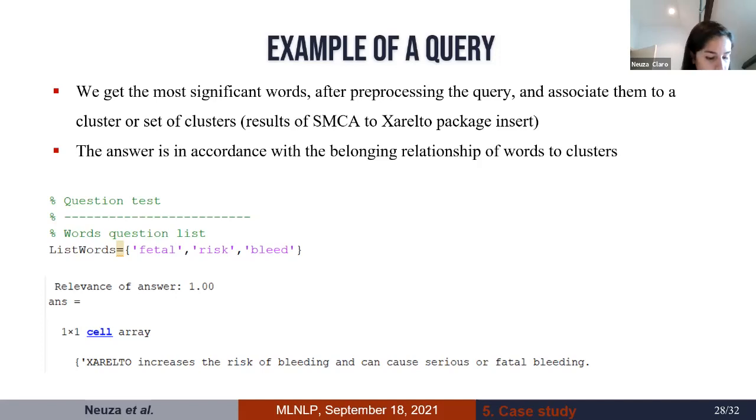This relative relevance is calculated according to the belonging degree of the words to a cluster or to a paragraph. Answers correspond to the paragraphs whose profile of belonging to the words in the question and the document are closest. The answer with 1 of relative relevance is this: Alto increases the risk of bleeding and can cause serious or fatal bleeding.